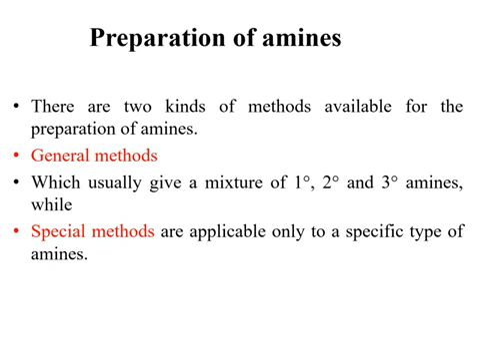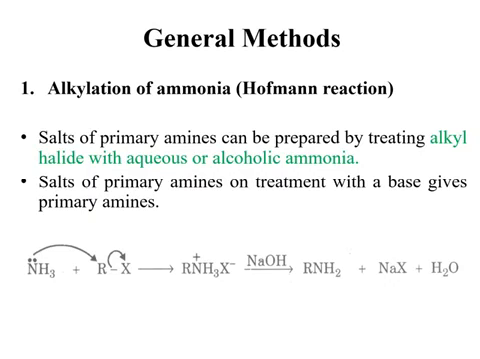Preparation of amines. There are two kinds of methods available for the preparation of amines. One of them is general methods, which usually produce a mixture of primary, secondary, and tertiary amines, while specific methods are applicable to only a specific type of amine. So we shall start from the general methods. Among general methods, the first type of reaction is alkylation of ammonia, and this reaction is also named as Hofmann reaction by the name of scientist who discovered this reaction for the first time.